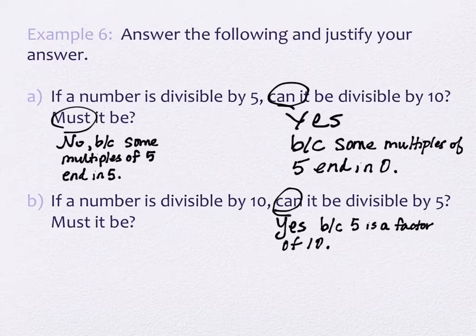If you want to think about it like we did part A, you could say because it ends in a 0, right? If it ends in a 0, it'll be divisible by 5. So you could go that direction in your description. Either of those will work.